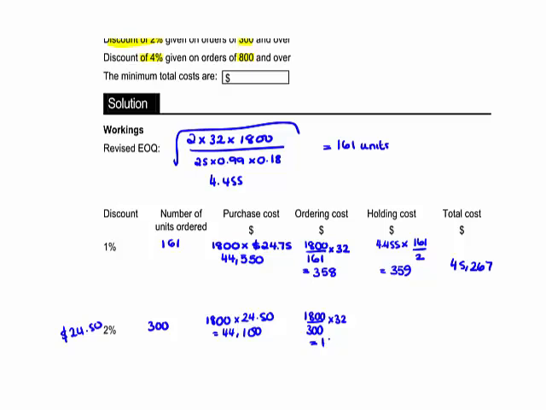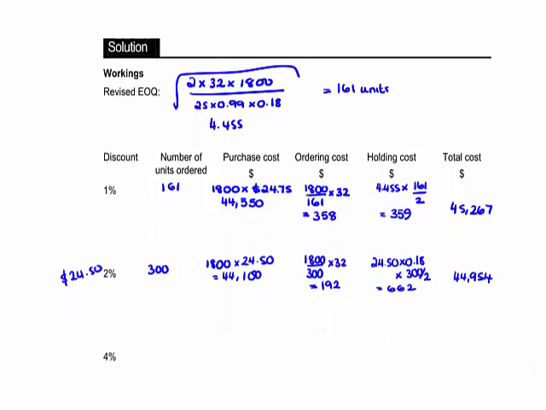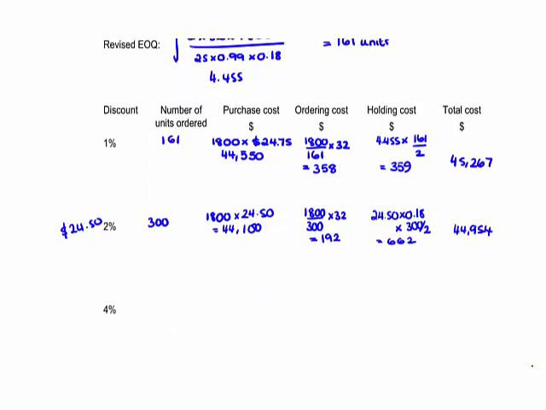So the ordering costs will be $192, but the holding costs are going to be higher because we've got more units. So there'll be $24.50 times the cost of capital times the average number of units in stock, which is 150. There'll be $662. So that's going to be total costs of $44,954.